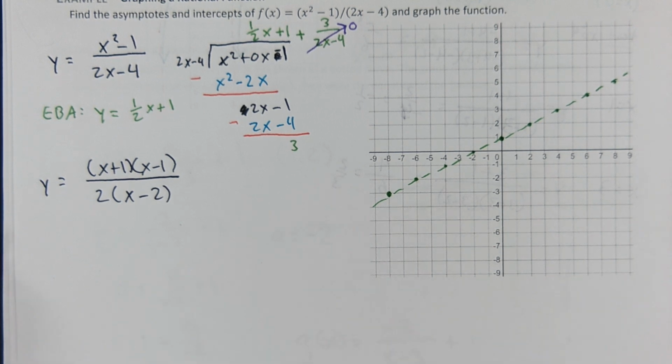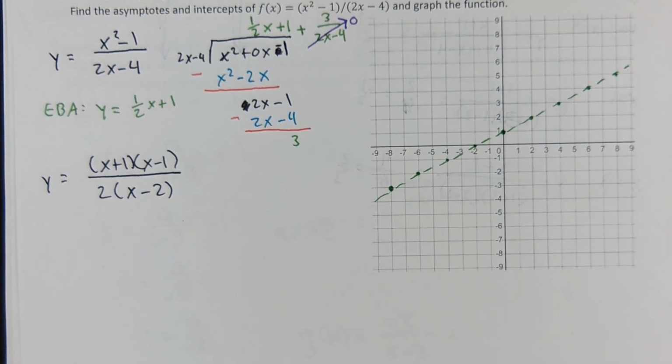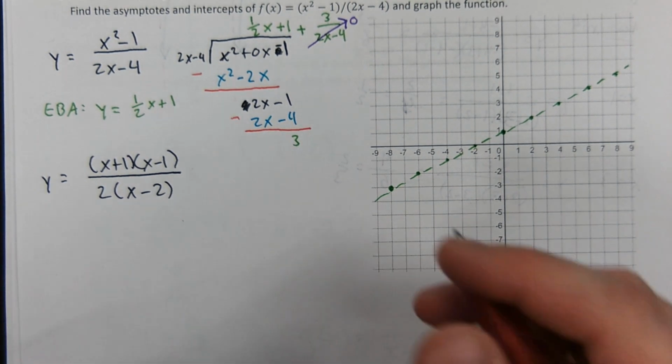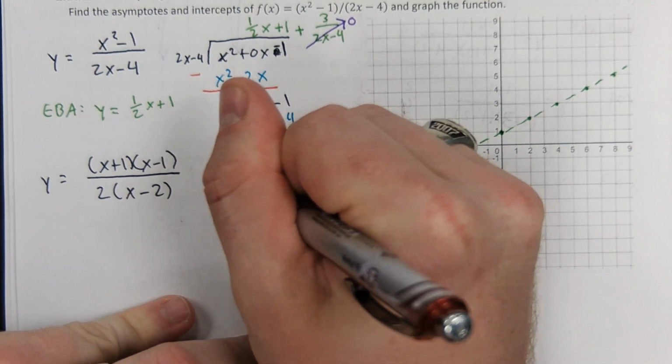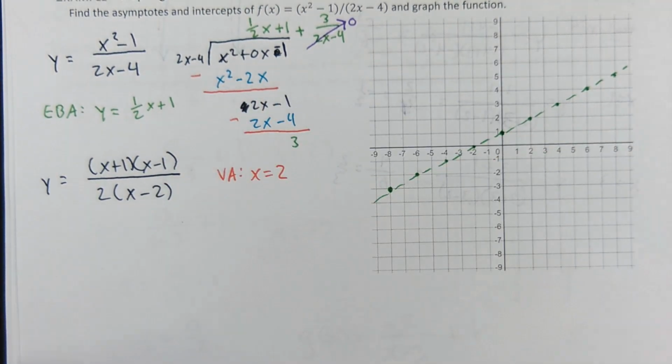It does, though, have a number I'm not allowed to plug in for x because it would make me divide by 0. And what is that number? x equals 2. That means my vertical asymptote is x equals 2.